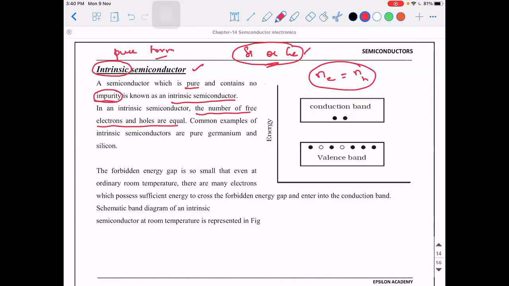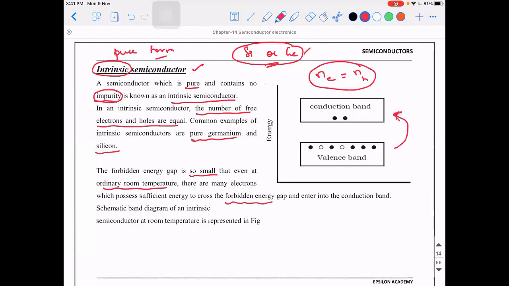So common examples of intrinsic semiconductor are pure germanium and pure silicon. This is already known. The forbidden energy gap in the case of an intrinsic semiconductor is generally so small that even at ordinary room temperature, there are many electrons which possess sufficient energy, supplied in the form of heat. So excitation takes place, as a result of which the valence electrons jump into the conduction band. It is easy for them to cross the forbidden energy gap and enter into the conduction band.